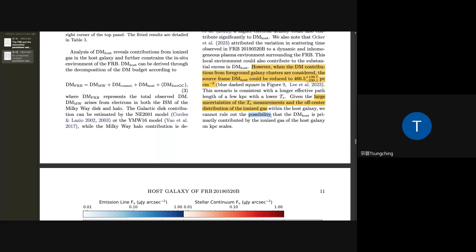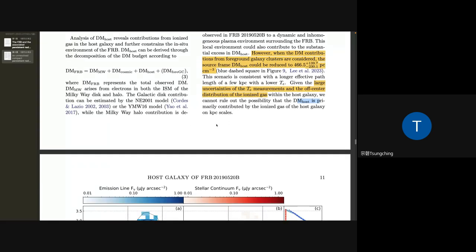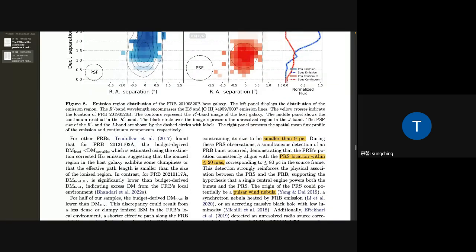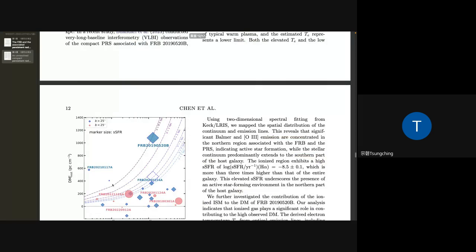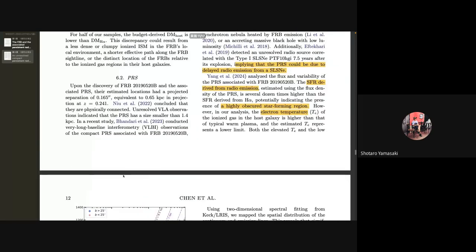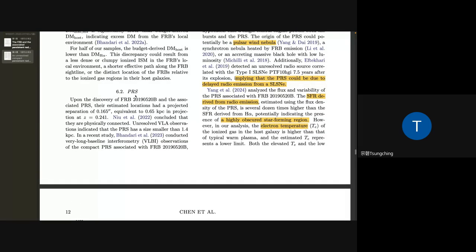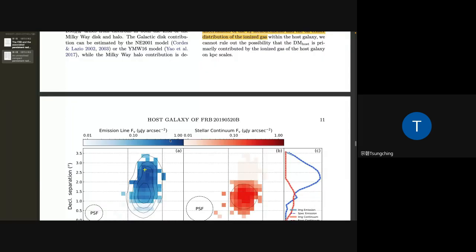So that's why they cannot rule out the possibility that the DM host is primarily contributed by the ionized gas of the host galaxy. This is what they are showing in this figure.